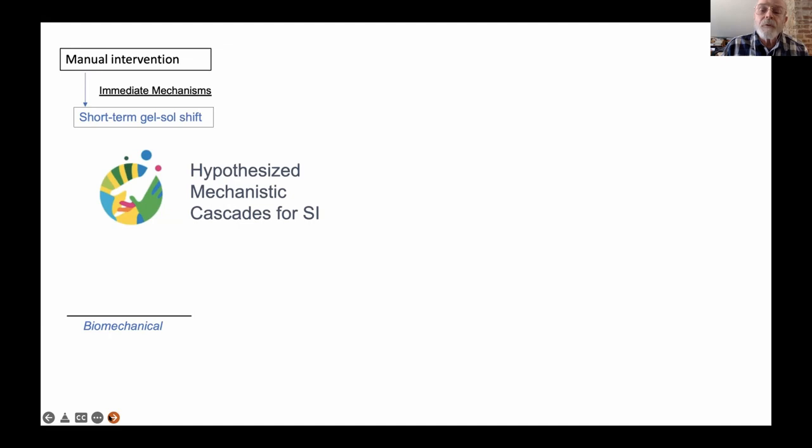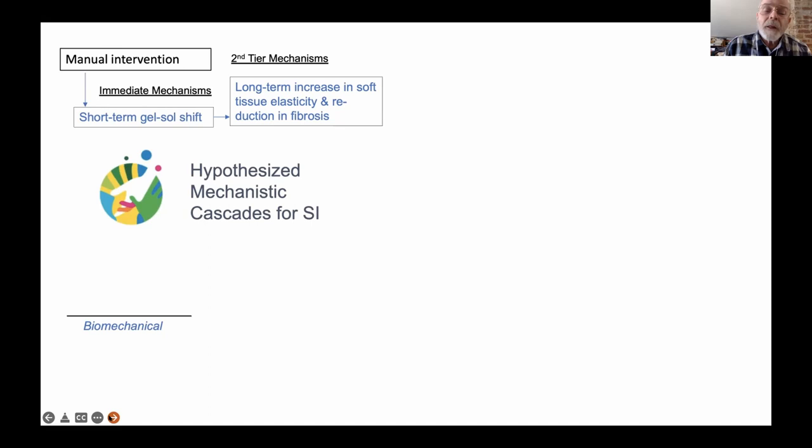The problem is, how does that short-term change lead to a long-term increase in soft tissue elasticity and a reduction in fibrosis? We all know from our clinical experience that we produce long-term changes. It's not because of the immediate change in the ground substance, because that goes away in minutes, as soon as the system recovers from the pressure. So this is something that has to be researched. Okay, we have long-term increase in elasticity.